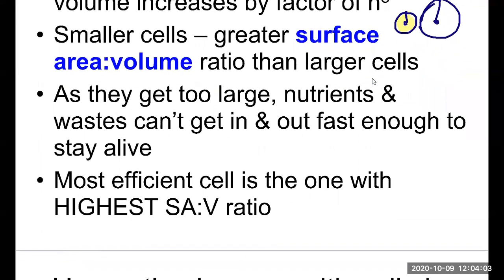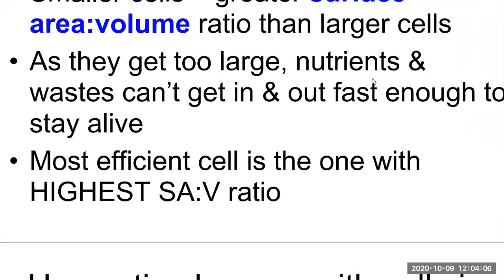Bottom line, the most efficient cell, and when I say most efficient cell, I'm talking about specifically for purposes of transport, not necessarily most efficient for purposes of storage or most efficient for staying warm. I'm just talking about specifically getting things in and out. The most efficient cell is going to be the one with the highest surface area to volume ratio.